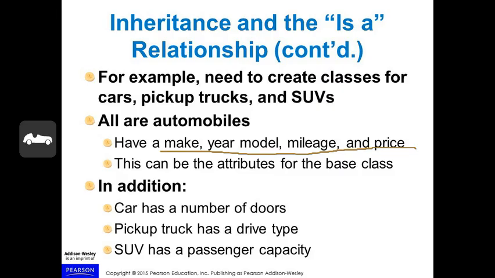However, all these objects also have their own unique characteristics. And the common characteristics can be the attributes for the base class. And the unique characteristics can be the attributes for the subclass. For example, a car class, its unique characteristic is the number of doors. Pickup truck class, its unique characteristic is the drive type. SUV class has the unique characteristic of the passenger capacity. So these can be the attributes added to the subclass.